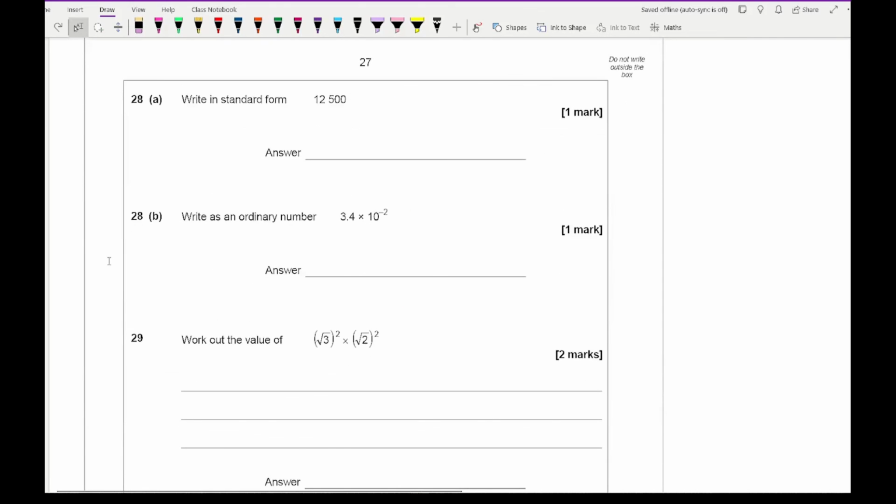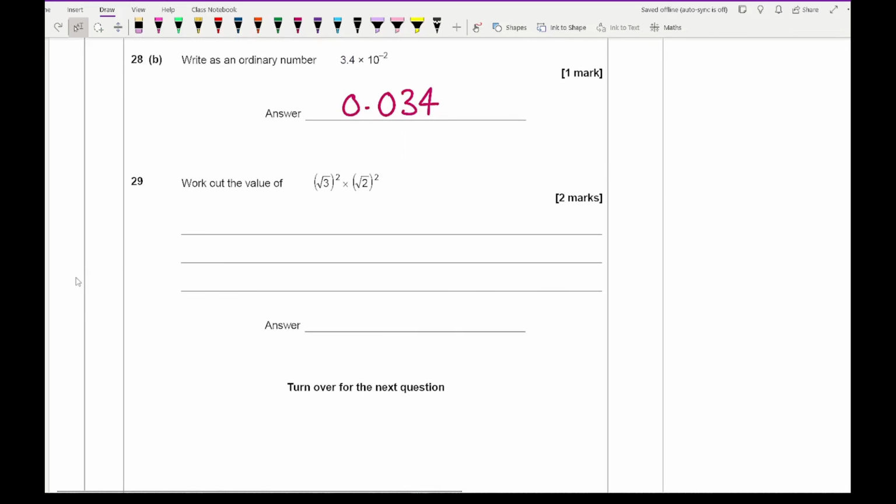For question 28a, it says write these in standard form. So this is going to be 12.5. Oh no, it's going to be 1.25 times 10 to the power of 1, 2, 3, 4. Then for the second one, it's going to be 3.4 times 10 to the power of minus 2, so it's going to represent a small number. So I've got 2 zeros because I've got minus 2, and then 3, 4. So the answer is 0.034.